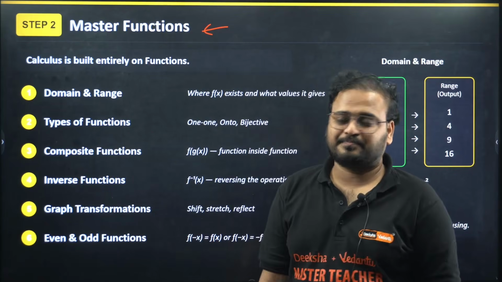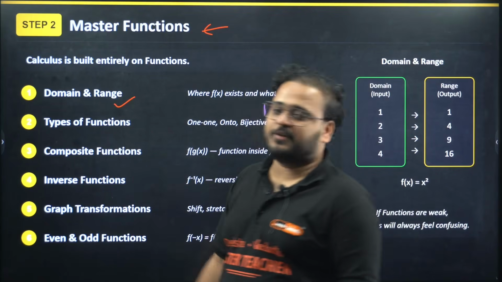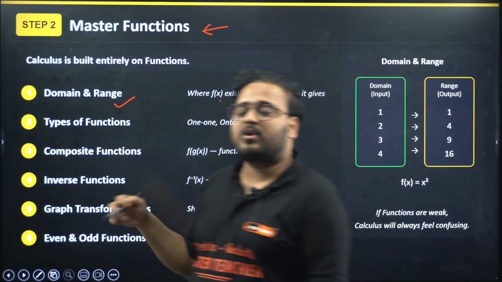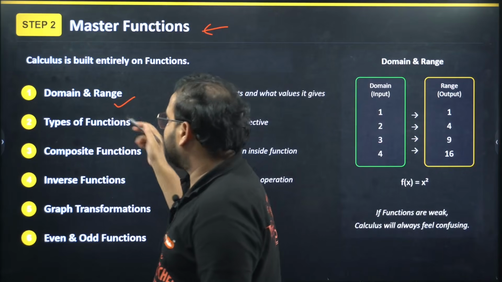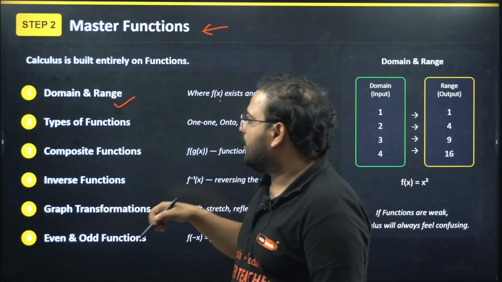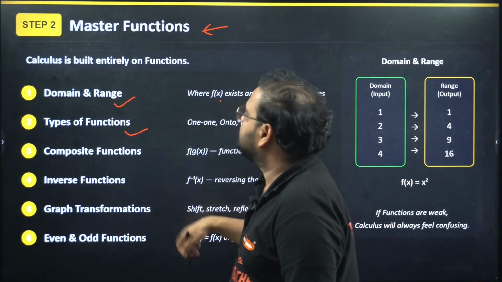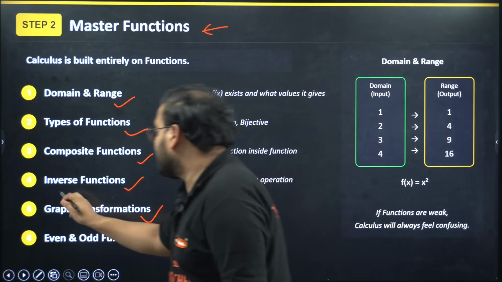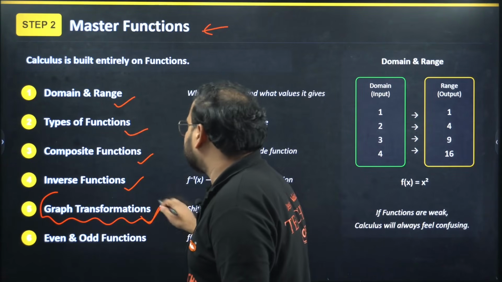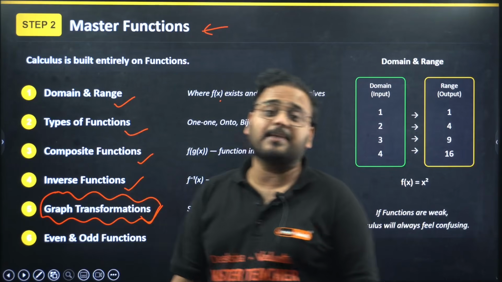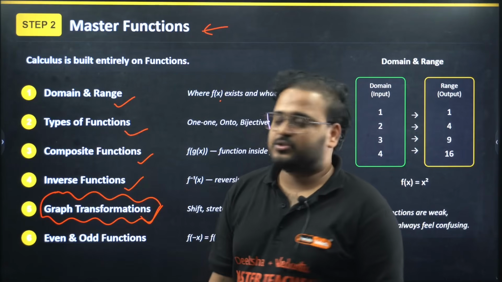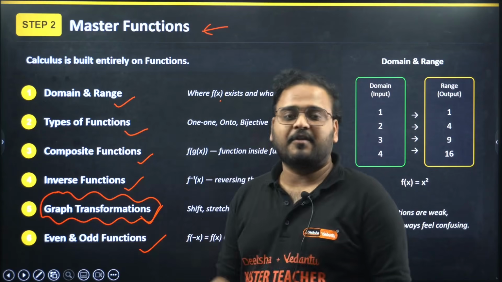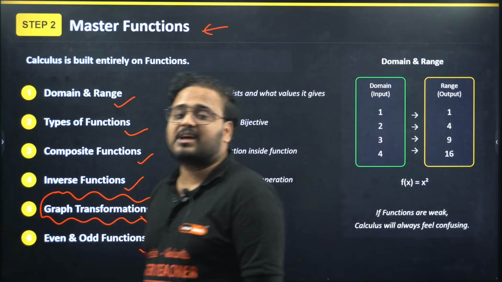Functions chapter: domain and range of various functions. Where does f(x) exist? Where does it not exist? What is the value of the function at that point in the coordinate geometry? Types of functions, composite functions, inverse functions, graph transformations. Very, very crucial. The question does not come directly from here, but it helps a lot in the MCQs of any competitive examination. Graph transformations, even and odd functions, are very important. Application of this is almost everywhere in calculus.